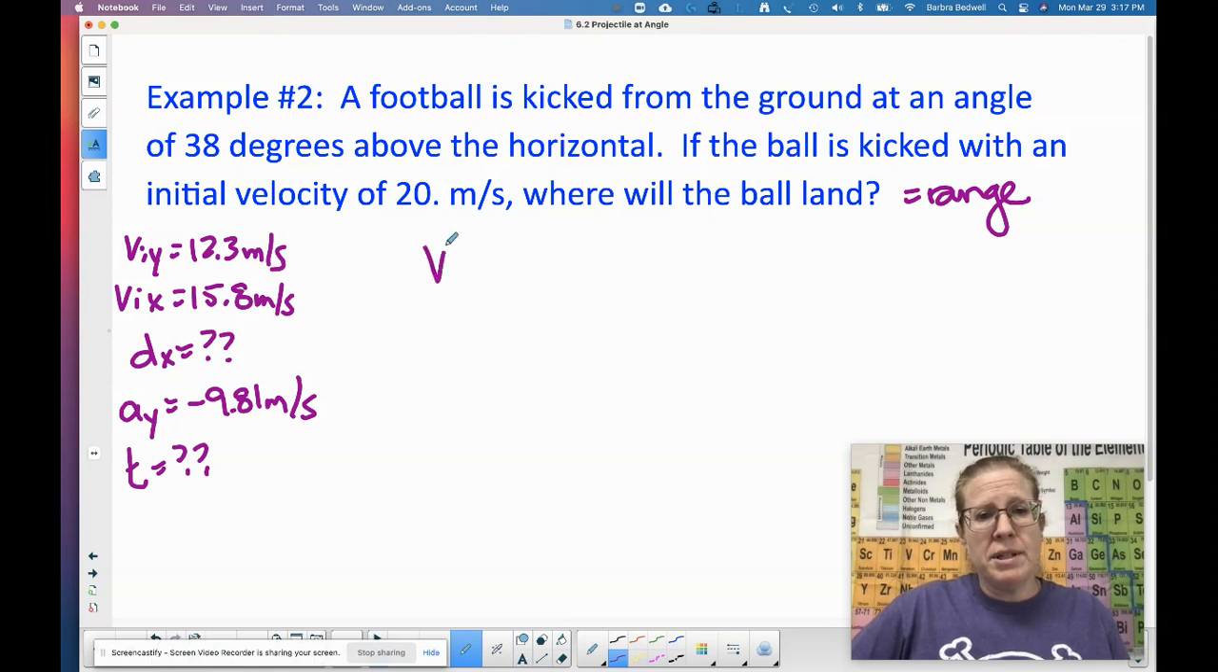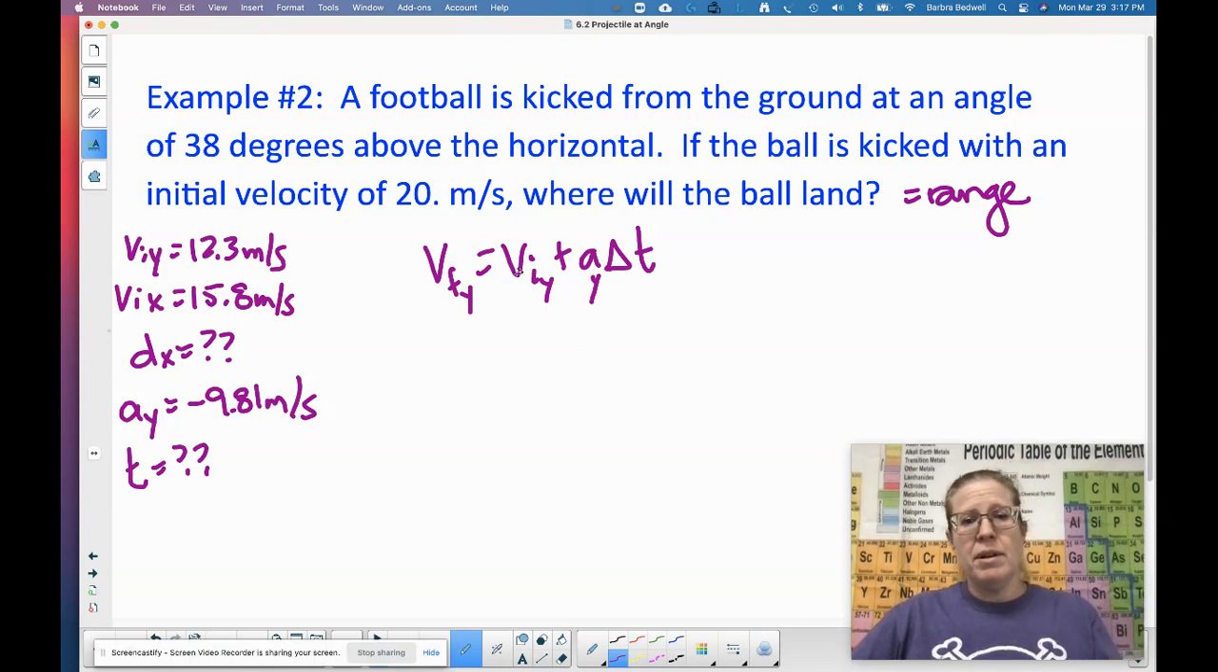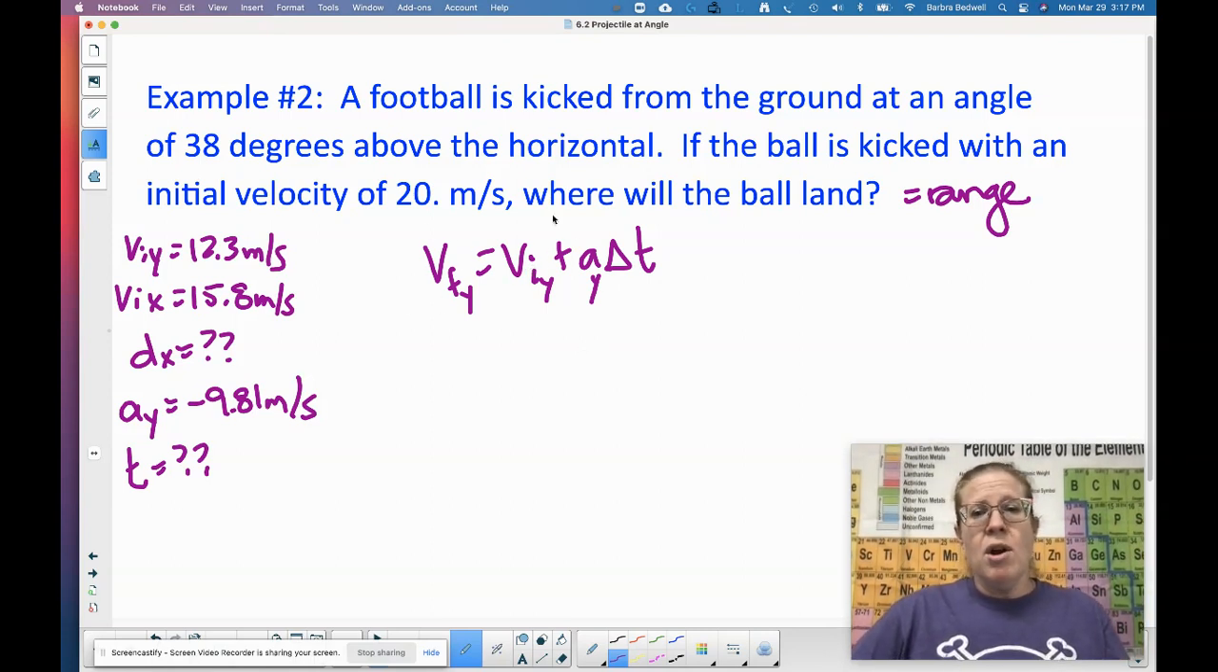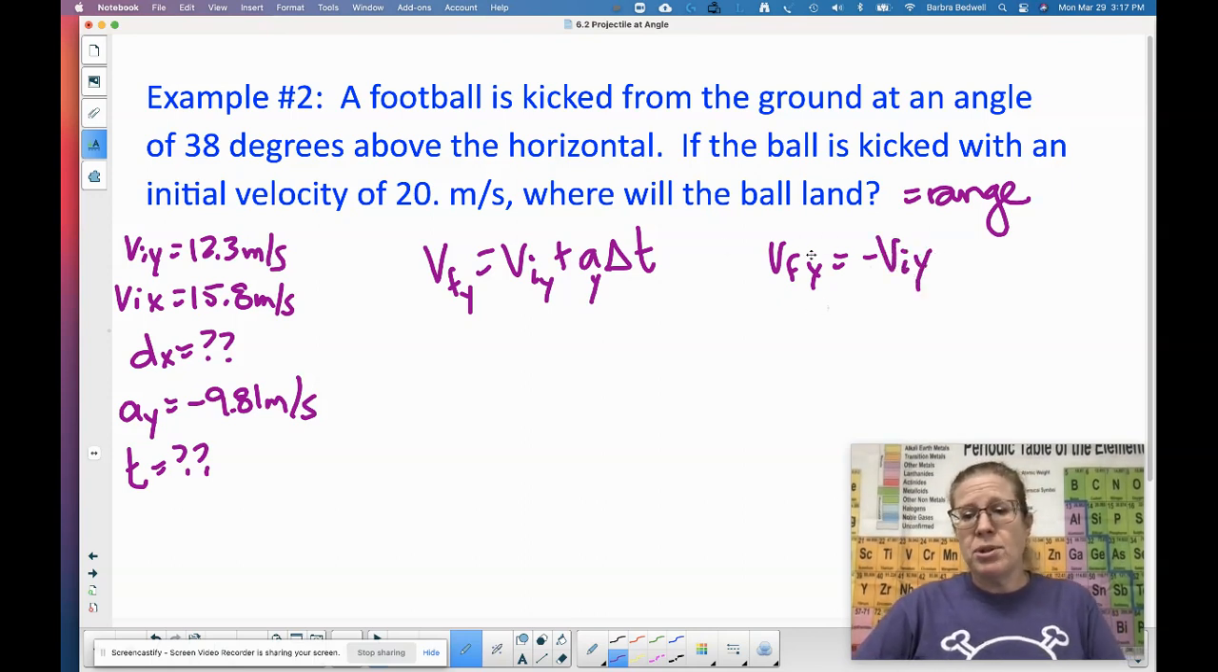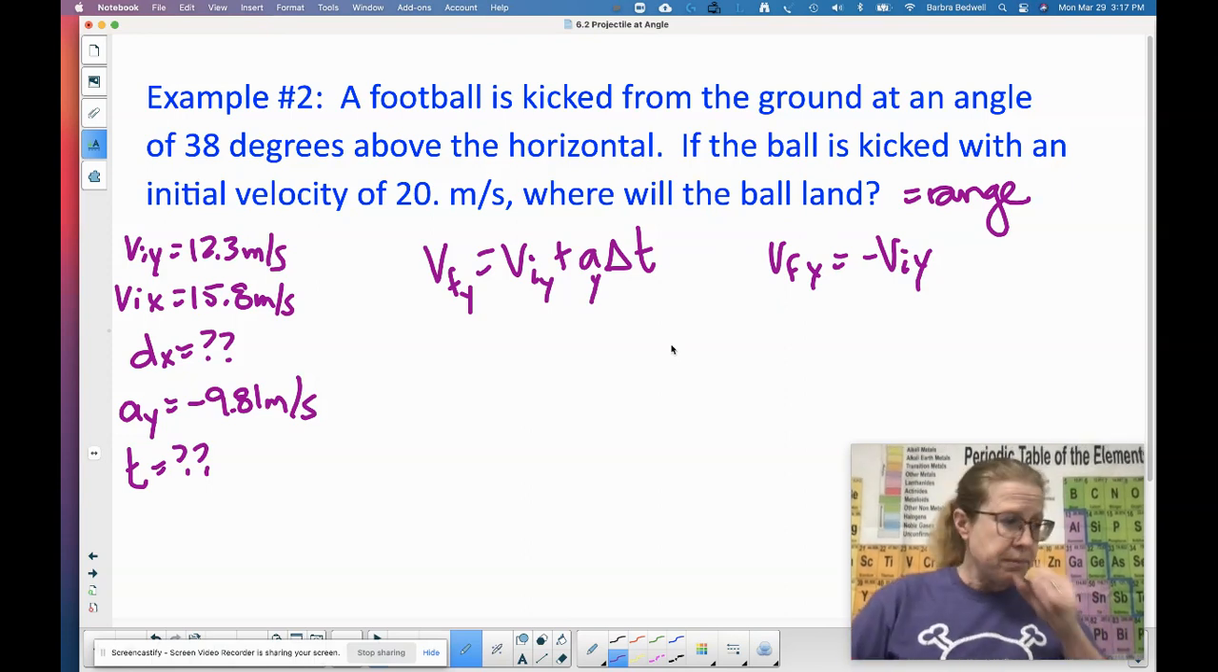Vertically, we have a pretty simple equation. VF equals VI plus A delta T. If we're doing this vertically, we can use that because we can figure out what it is. At the top of its range, we could go there. Or we could say, where does the ball land? We could say that VFY equals negative VIY if we're talking about when it's landing. I'll use that approach on this problem since I used the other approach on the previous one.